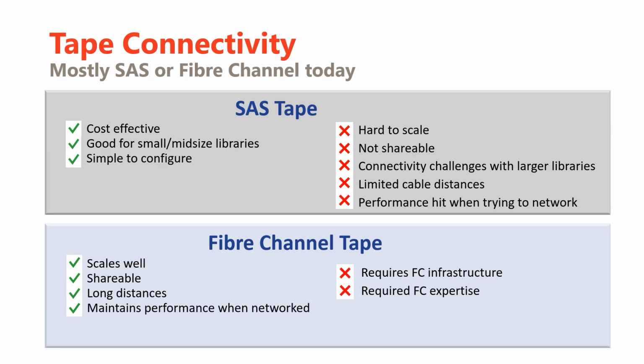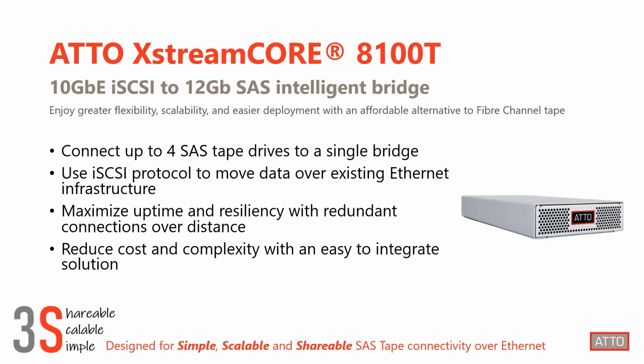Today, we are introducing a third connectivity option, Ethernet. The ATTO XstreamCORE 8100T brings the best of both SAS and Fibre Channel connectivity. The XstreamCORE 8100T is a purpose-built device that enables SAS tape devices to connect seamlessly to your standard Ethernet network, delivering the scalability, flexibility, and shareability associated with Fibre Channel tape solutions, but at a greatly reduced cost.